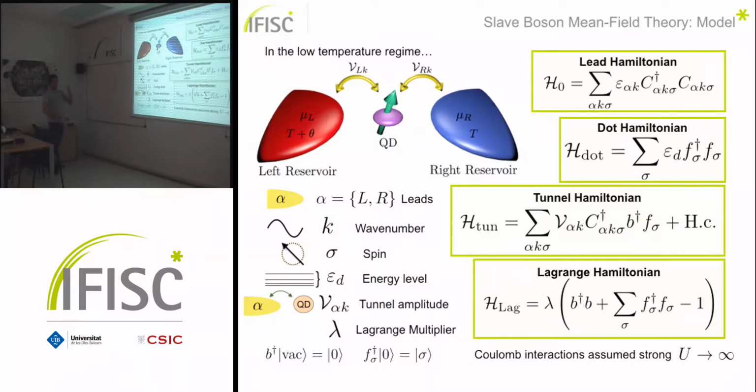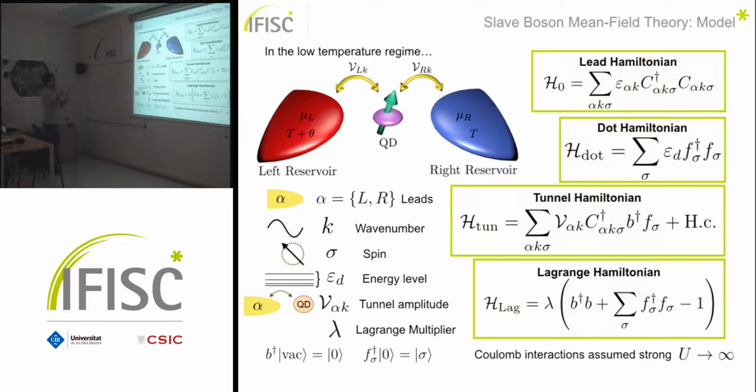Okay, we go to another model with another Hamiltonian, but it represents almost the same. We have a dot Hamiltonian, an interaction between the dot and the reservoirs, and the lead Hamiltonian, which are the electrons in the reservoirs. And then with this model, the slave boson theory, we need a term in the Hamiltonian that ensures that the quantum dot is only occupied with one electron.